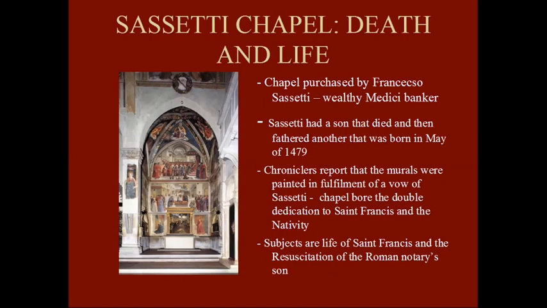He was grooming his son Teodoro to take over his banking in Lyon when his son Teodoro dies in May of 1479. Now, this was a tremendous blow to him. He was actually trying to come back into Florence because he saw the writing was already on the wall, because he knew that Lorenzo wasn't a banker. But the chroniclers report and agree that the frescoes painted by Ghirlandaio were painted in fulfillment of a vow. In other words, the chapel bore the double dedication to his dead son, yes, but also to his new son, because what happens?